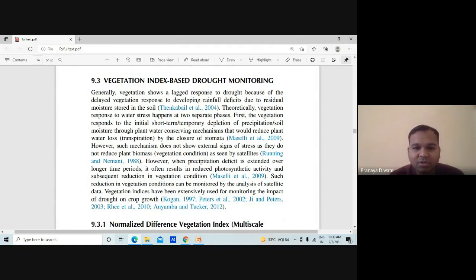First, vegetation responds to the initial, short-term temporary depletion of precipitation and soil moisture. So these are the different kinds of indexes we are using now.